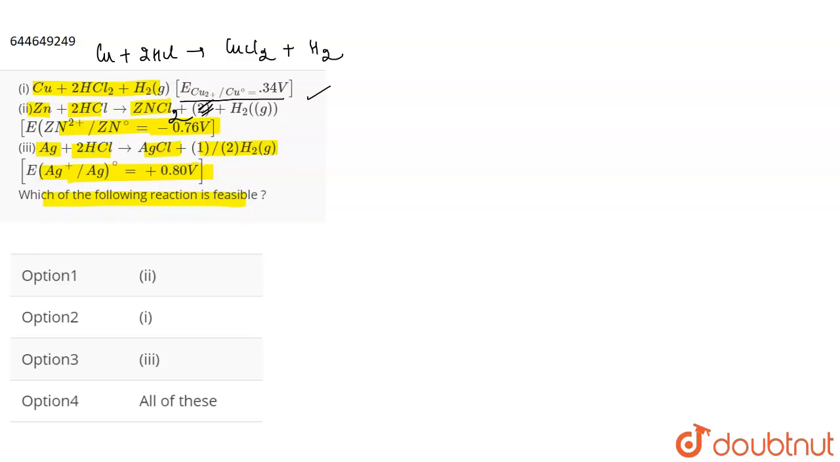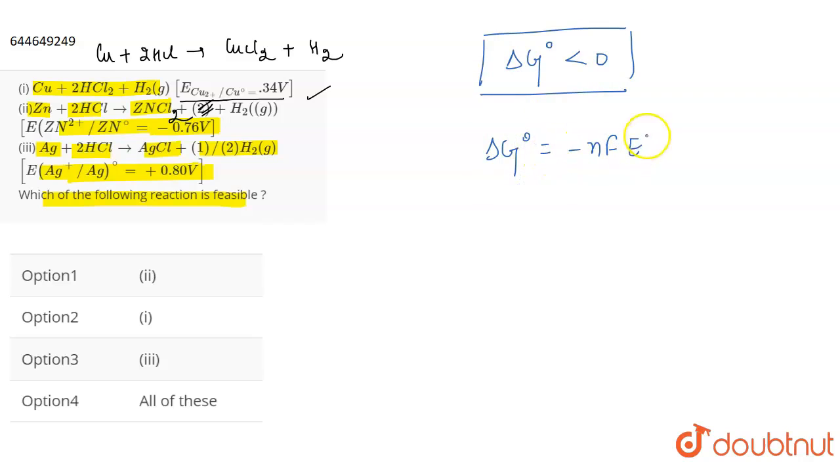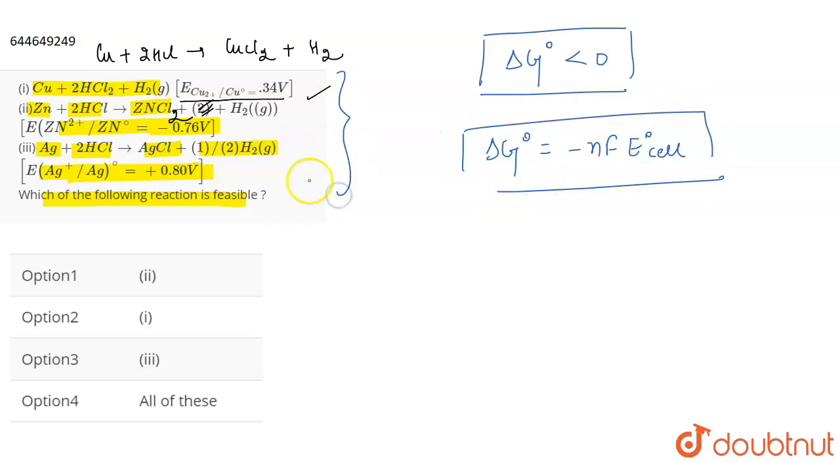For the reaction to be feasible, the delta G0 value should be less than 0. The standard Gibbs free energy is given by minus nF E0 cell. If we find the E0 cell values for all these reactions, we will understand which has a negative value of delta G. The one with a negative delta G is going to be spontaneous, and hence feasible.